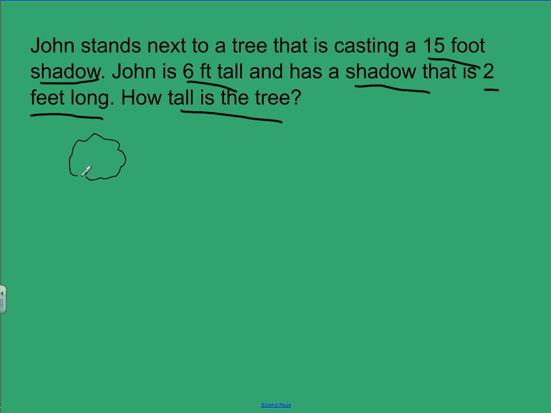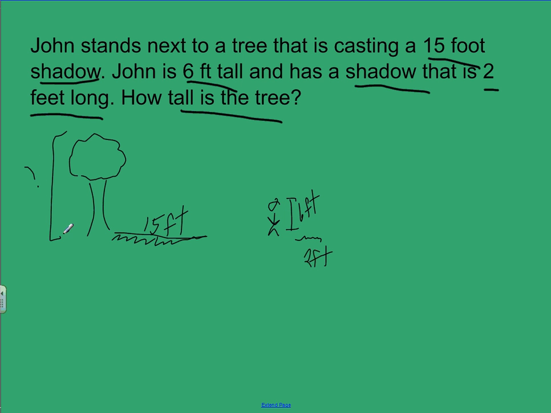If this is our tree, lovely, and it has a shadow that is 15 feet long, we'll say that's the shadow. And then we have John here, who is 6 feet tall, and he casts a shadow that is 2 feet long. We want to know how tall the tree actually is. That's what we don't know. That's supposed to be a question mark, sorry.